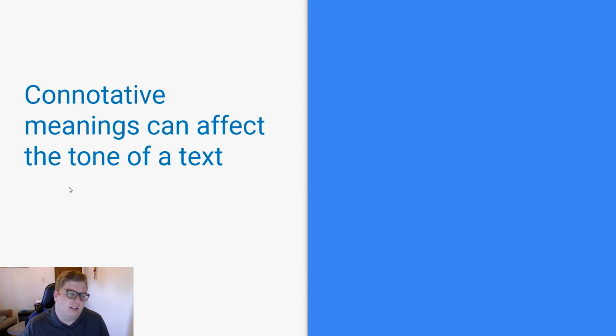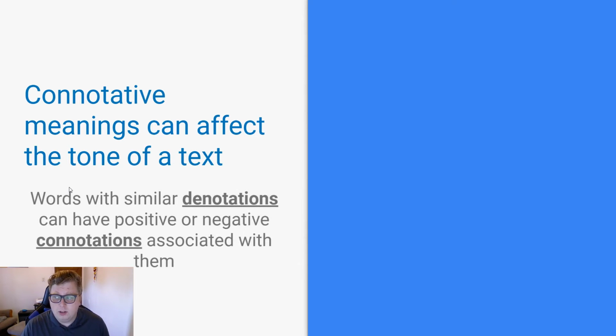This brings us to how connotation can affect the tone of a text. How can the tone of a text be affected by connotation? Because words with similar denotations can have positive or negative connotations associated with them. What? What is that? Don't worry. It's a lot less complicated than it sounds. Let me show you some quick examples here.